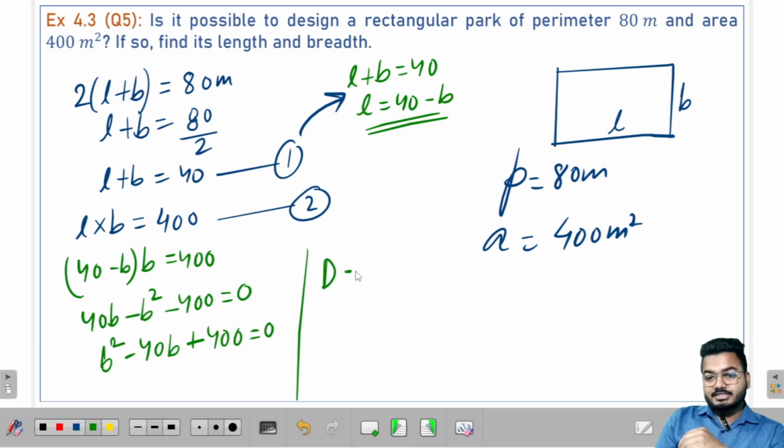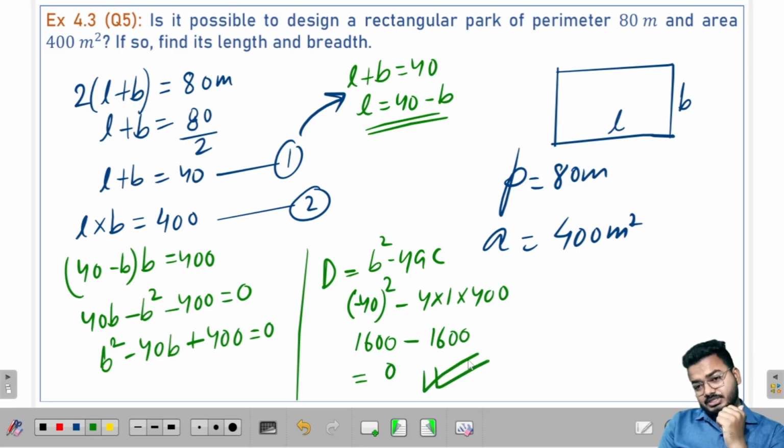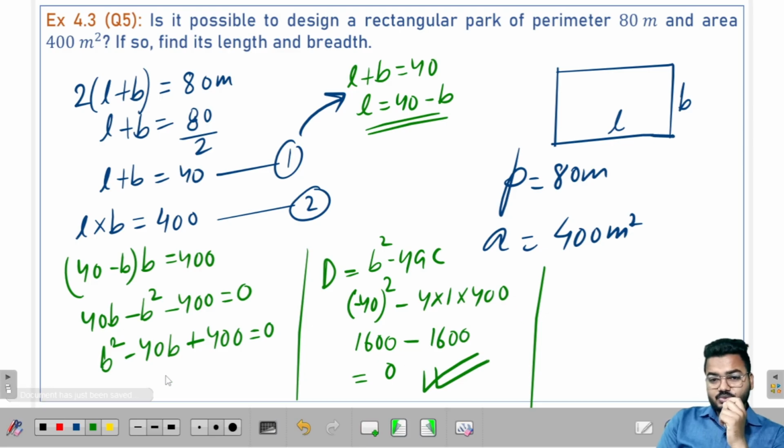Now I have to find the discriminant, that is b square minus 4ac. For this quadratic equation, b square, that is minus 40 का square, minus 4 into a into c, which is 400. So 40 into 40 is 1600, and 4 into 400 is again 1600. So D is 0. ये जो quadratic equation है इसका root निकलेगा क्योंकि D का value 0 आ रहा है.